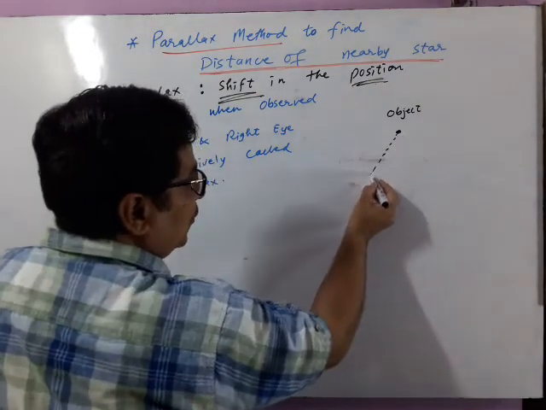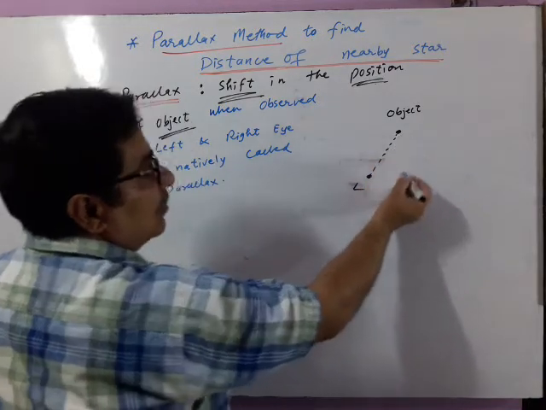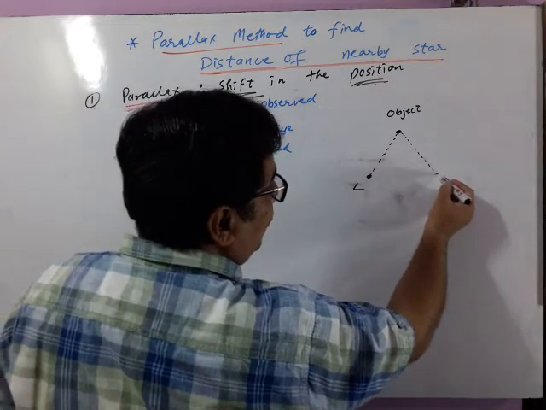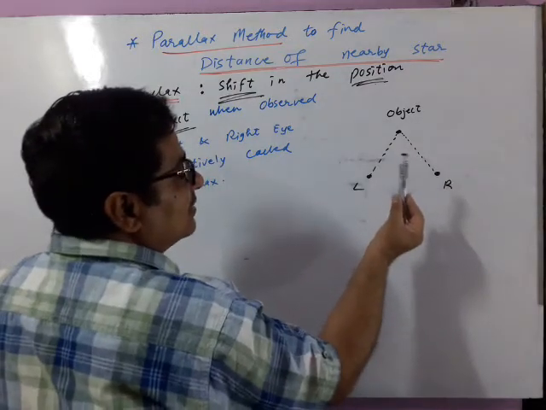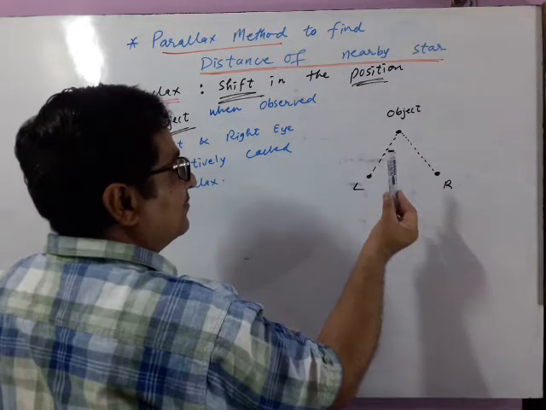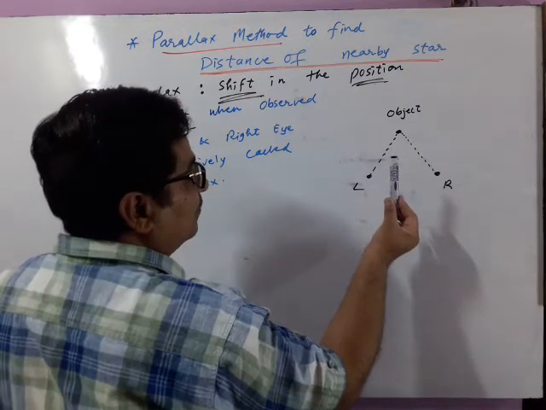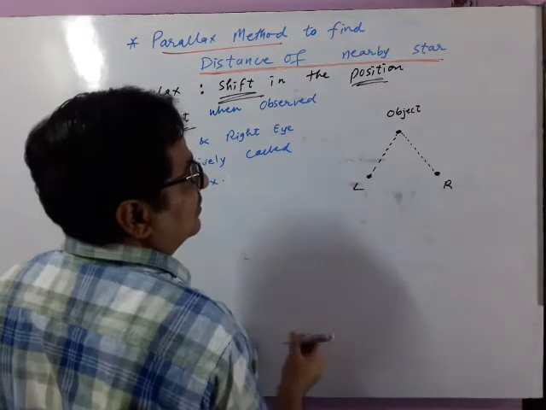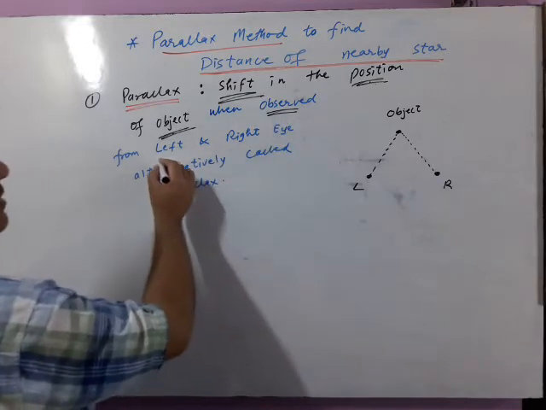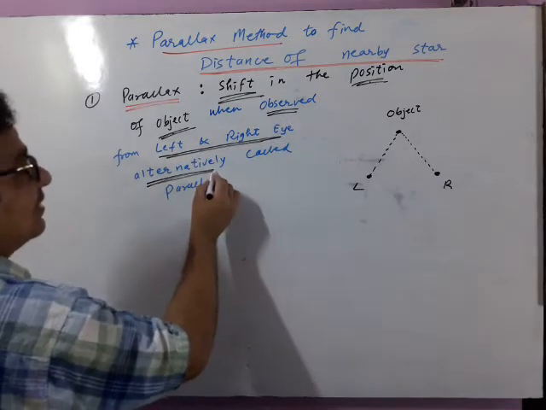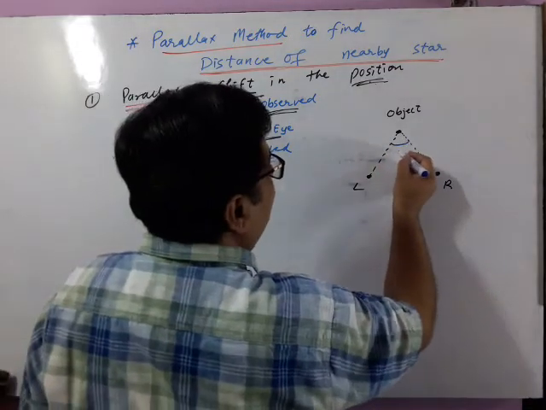When it is viewed from the left eye, it is viewed like this. When it is observed from the right eye, it is observed like this. You see again, see this pen from the left eye, keep your right eye closed. Now alternatively, keep one closed, one open. You will see a shift in the position. This shift in the position of the object when observed from the left and right eye alternatively is called parallax. And this is called the parallactic angle.